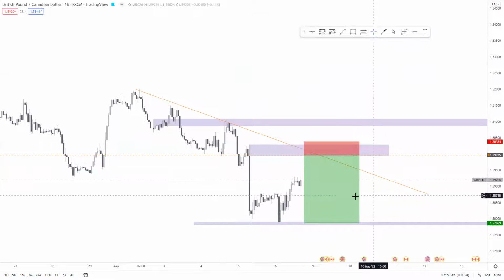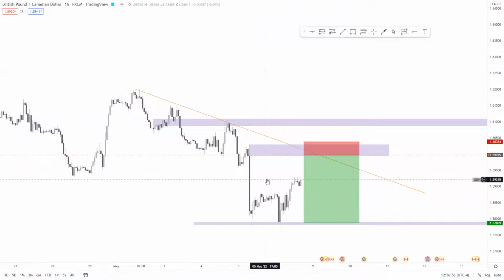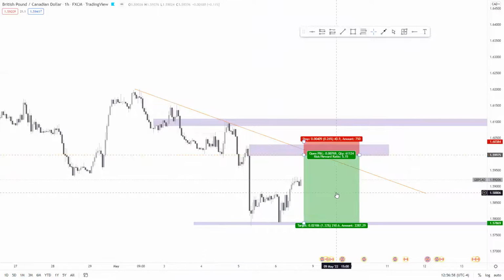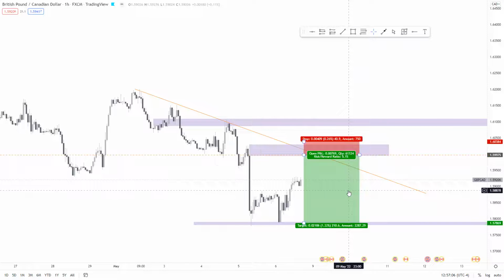So this scenario will give me a clear 1-to-5 risk to reward ratio, which is very good. I'm only going to risk 41 pips and the take profit is 210. And it's on the 1 hour time frame. So the trade shouldn't take more than 1 or 2 days to completely develop. That's what I like to see.